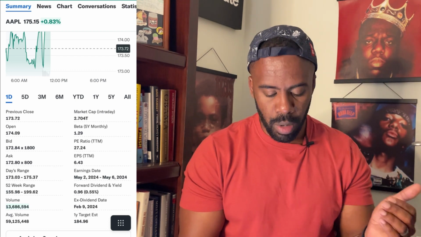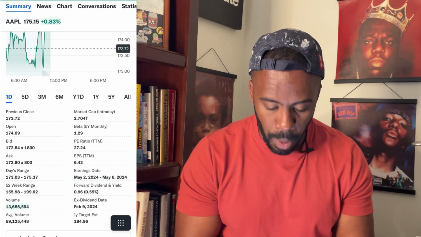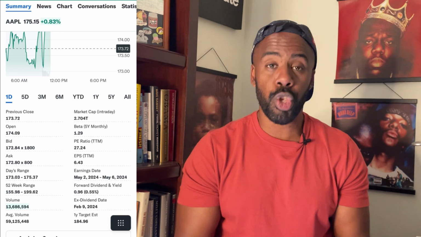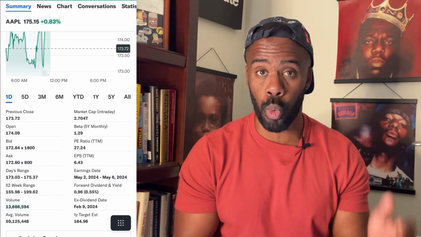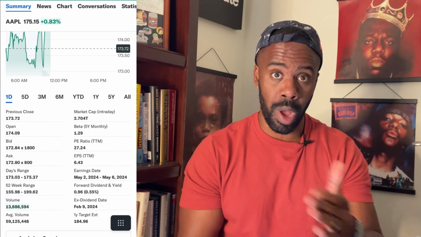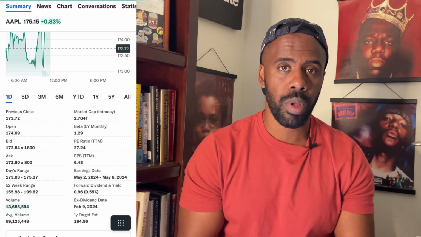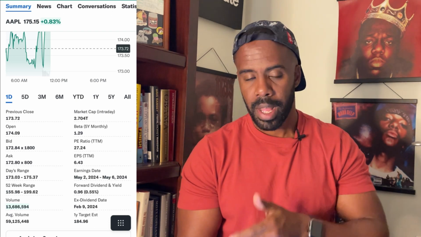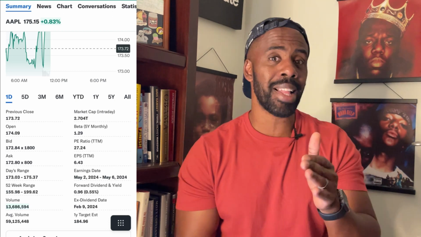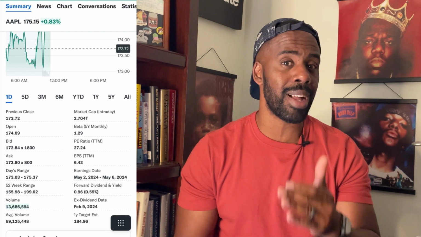Now, the volume. The volume is 13,686,594. What does that mean? That is letting you know how many shares have been traded throughout the day. So it's been 13.6 million shares traded throughout the day. This is extremely important. The reason being is if this number was low and you had a share of the stock, that is letting you know that it is not that simple and easy to trade it. So your stock is not that liquid.